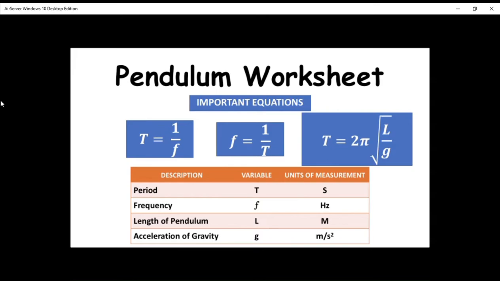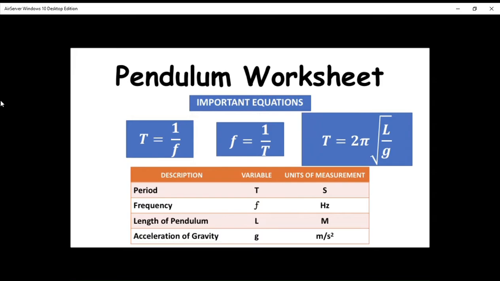So this first equation here, that's the period is the inverse of frequency. And then this is just the opposite of that: frequency is the inverse of period. And then this is to find the period of a pendulum.